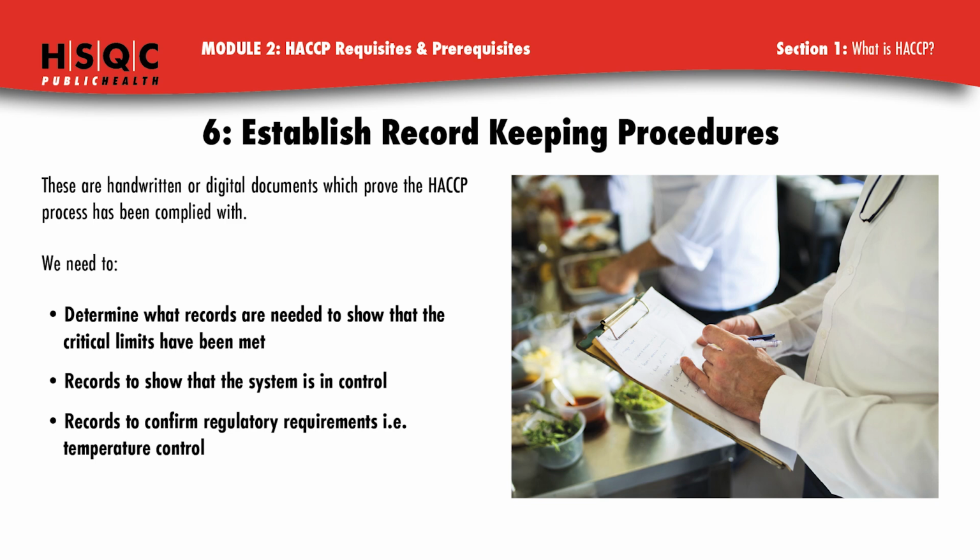6. Establish record-keeping procedures. These are handwritten or digital documents which prove the HACCP process has been complied with. We need to determine what records are needed to show that the critical limits have been met, records to show that the system is in control, records to confirm regulatory requirements, that is, temperature control, for instance.